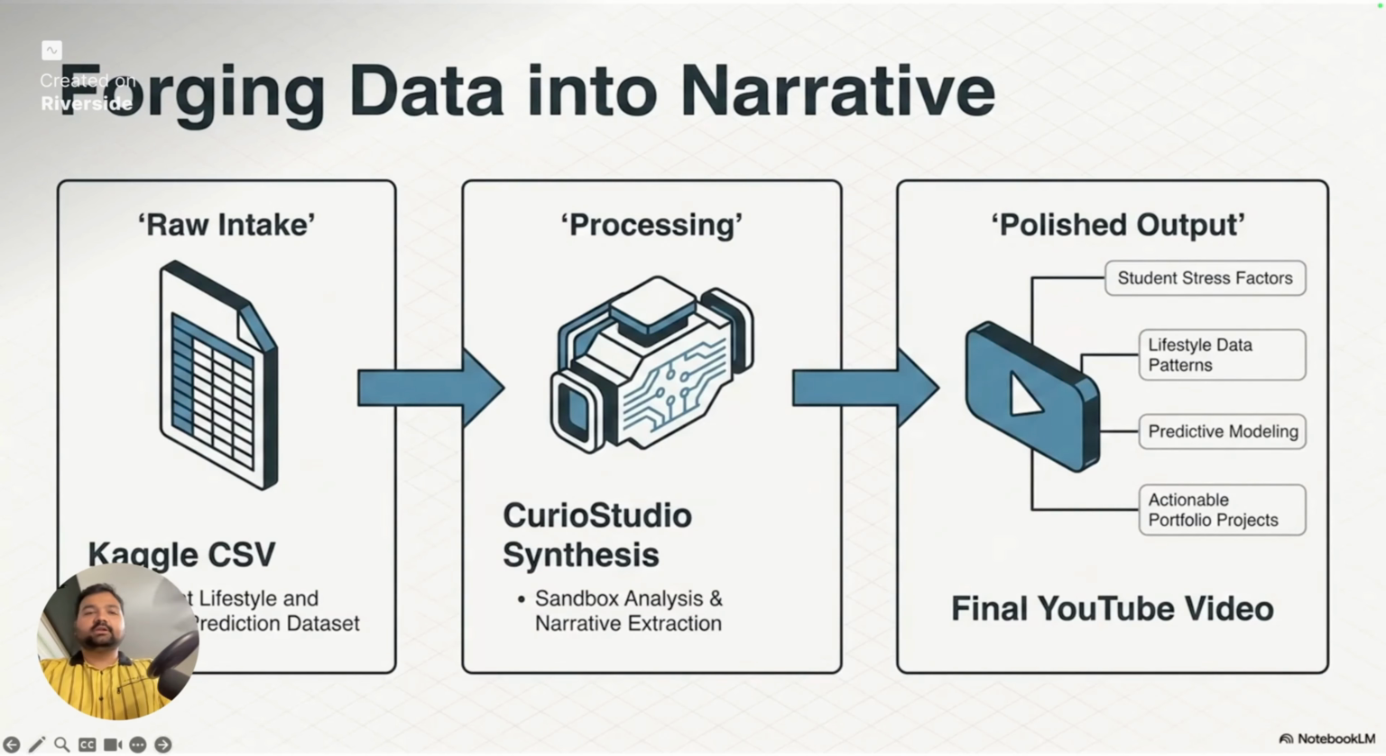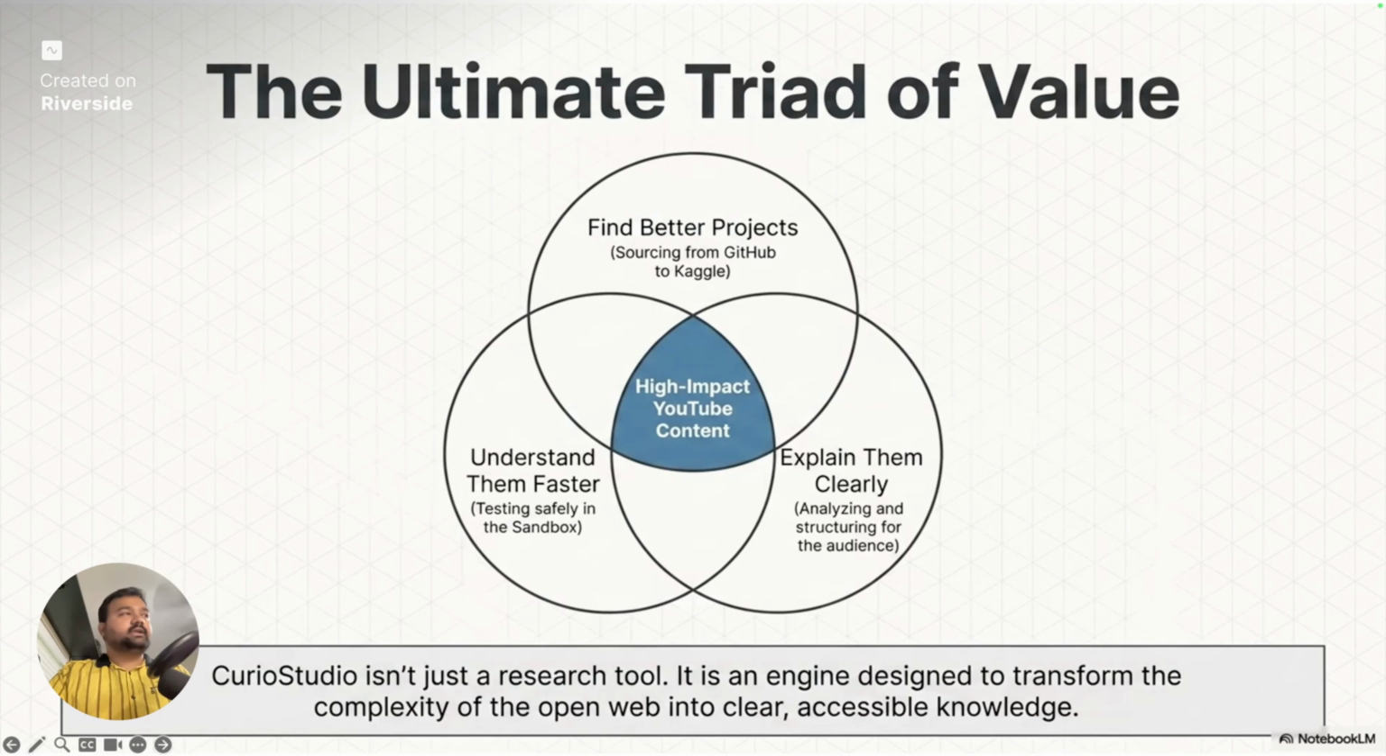Let me tell you about forging data into a narrative. On this slide, you can see how CurioStudio turns raw data into a story. For example, a Kaggle CSV, like the student lifestyle and stress prediction dataset, is only raw material. At first, CurioStudio helps synthesize it by finding insights, possible stories, angles, and beginner friendly explanations. Then it turns into a final YouTube video about student stress factors, lifestyle and data patterns, prediction models, and portfolio project ideas.